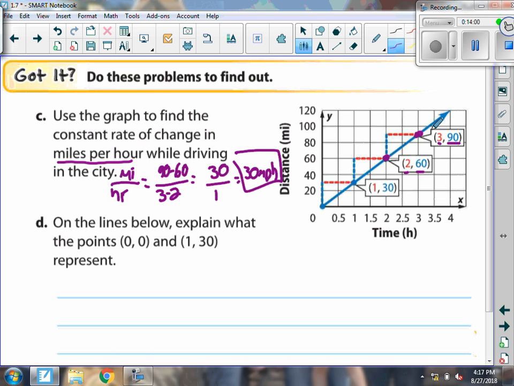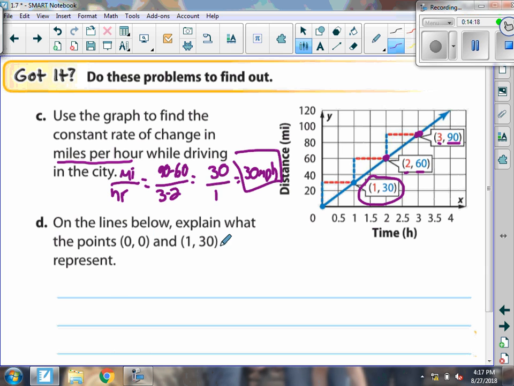Also, since this is a straight line that goes through the origin, it's proportional, I can look right here. 1 hour for 30 miles. So 30 miles, 1 hour for 30 miles. So 30 miles per hour.